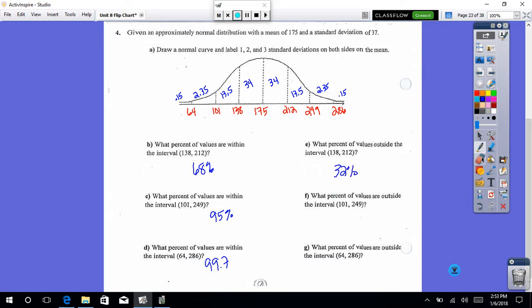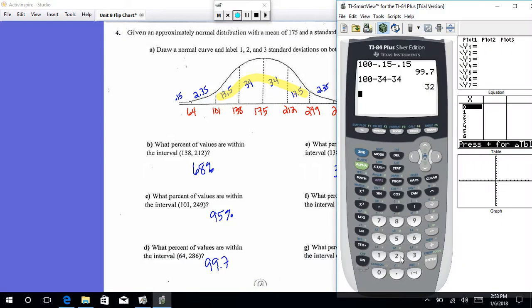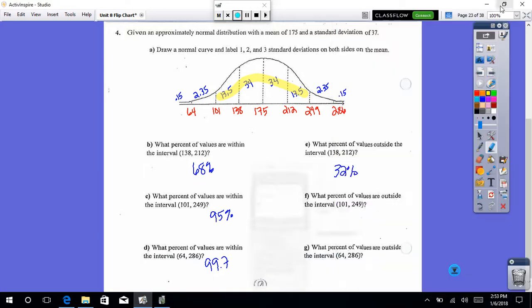Outside of this interval, outside of 100 up to 249. Outside of that, we are talking about just the 2.35, 2.35 plus 2.35 plus the little 0.15, so we are talking about 5%.